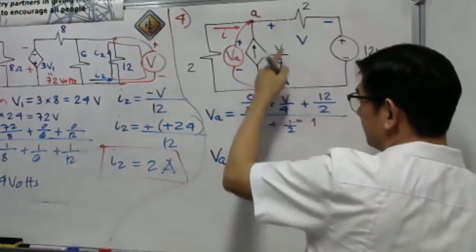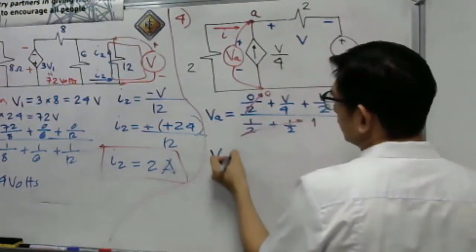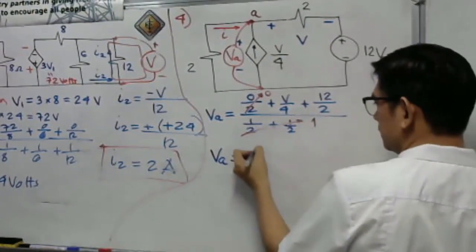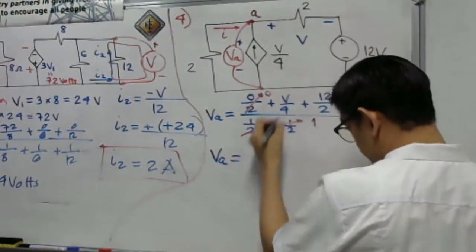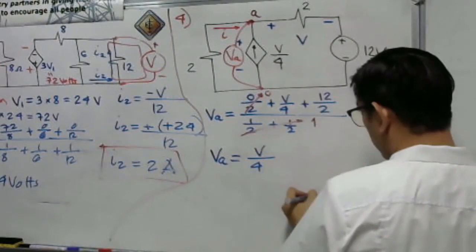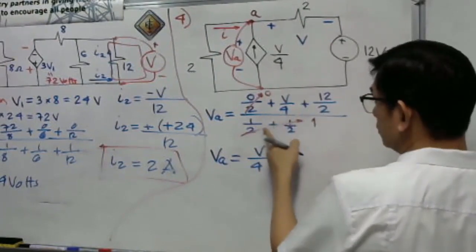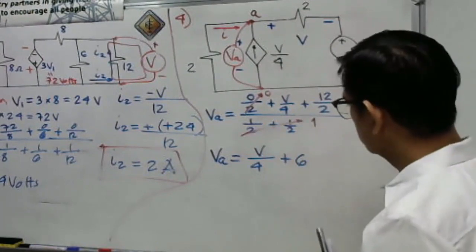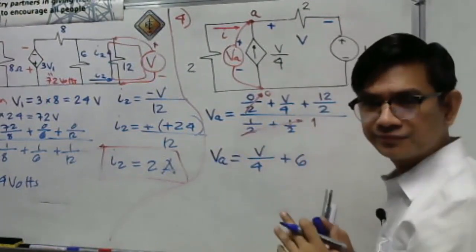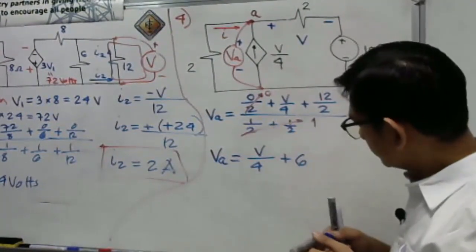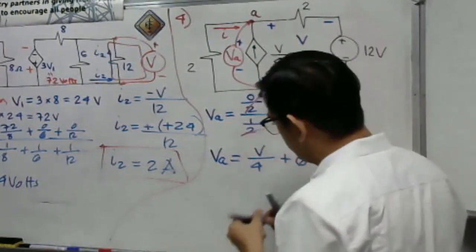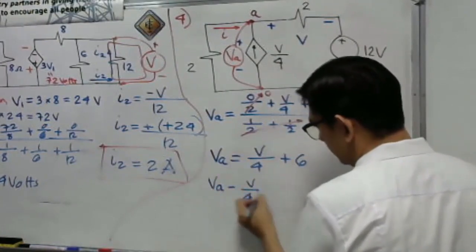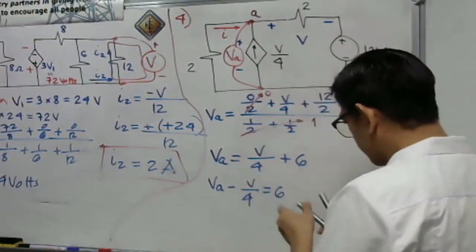Remember that V sub A is different from V. So V sub A over 4 plus zero, 12. So we just have this equation. See? We have that equation. Okay, we can formulate this as this one. V sub A, let us transpose this. So that is our equation number 1.